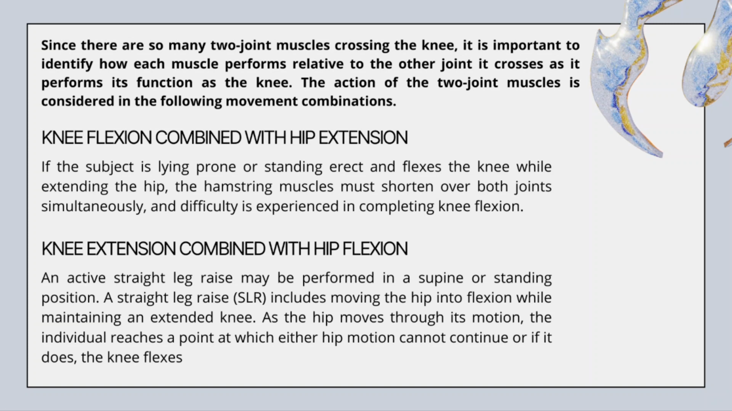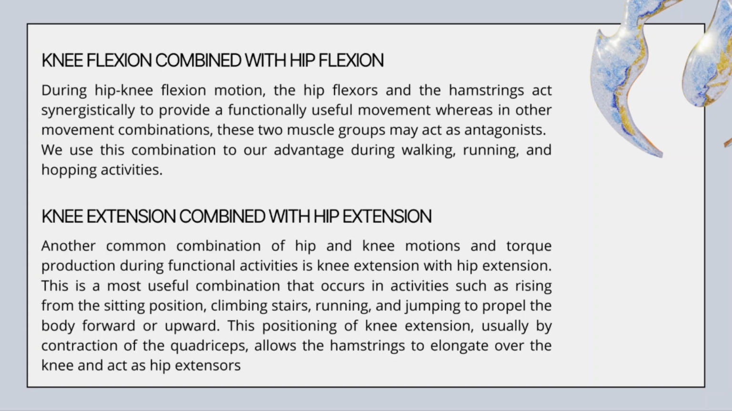So, yun. Next is knee flexion combined with hip flexion. So, parehas flexion. Pwede nyo po ulit gawin, i-flex ang knee combined with hip flexion. During hip flexion motion, the hip flexors and the hamstrings act synergistically to provide a functionally useful movement, whereas in other movement combinations, these two muscle groups may act as antagonists. We use this combination to our advantage during walking, running, and hopping activities.